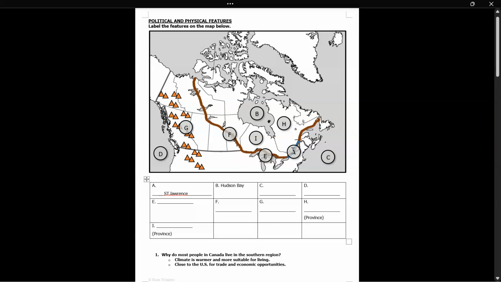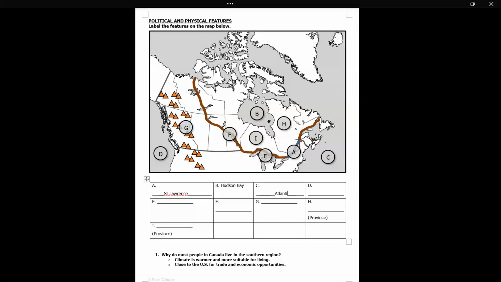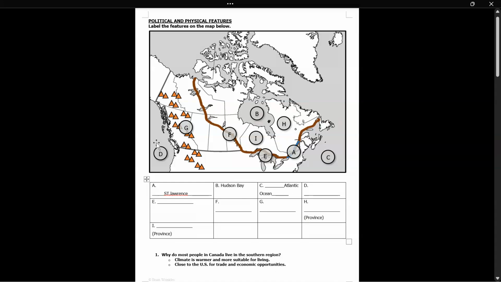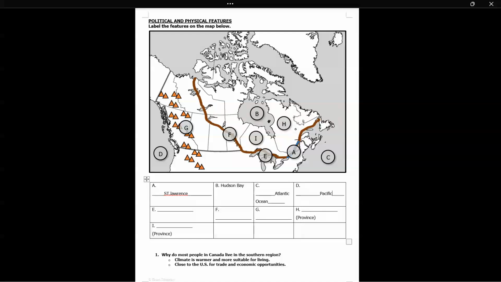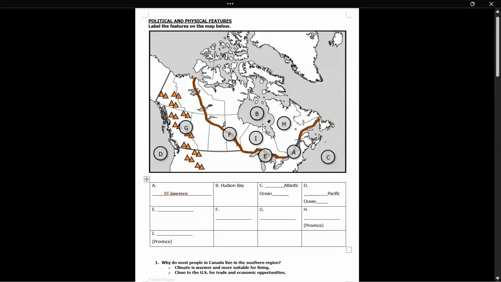And C, the answer is Atlantic Ocean. Let's not waste time on the two oceans, of course. We should know Atlantic Ocean, and D, Pacific Ocean. And then now we go to E. E, we're talking about this lake on the south of Canada and also north of America, the border of Canada and United States. Very important when it comes to trading, of course. The name is Great Lakes.